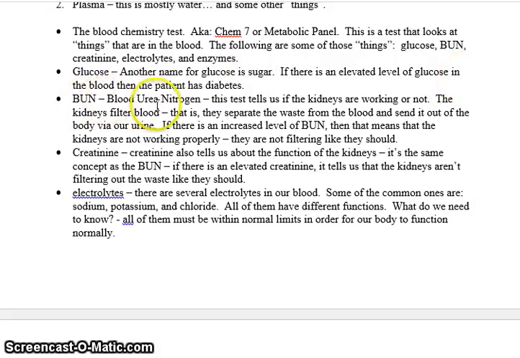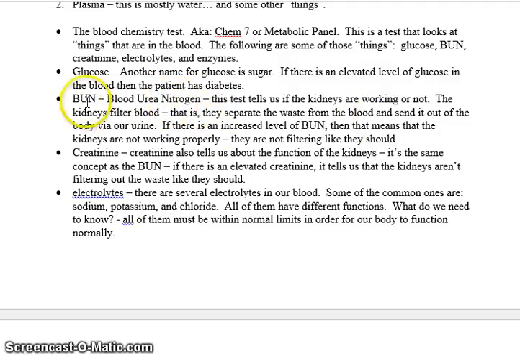BUN, blood urea nitrogen. This tells us if the kidneys are working or not. The kidneys filter blood. That is, they separate the waste from the blood. They clean out urea and nitrogen from the blood, or they're supposed to, and then send it out of the body via our urine. If there is an increased level of BUN, that means the kidneys are not working properly. They are not filtering out the urea and nitrogen from the blood like they're supposed to. So if they're not filtering out urea and nitrogen, then they're not going to filter out the contrast that we're getting ready to inject into the patient.